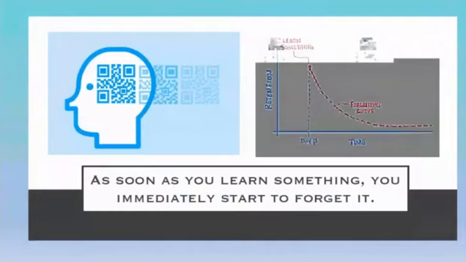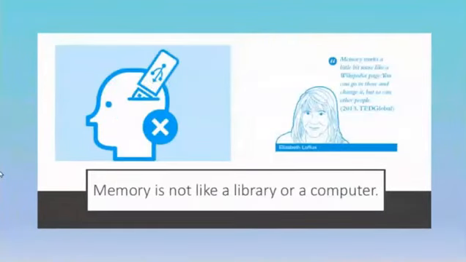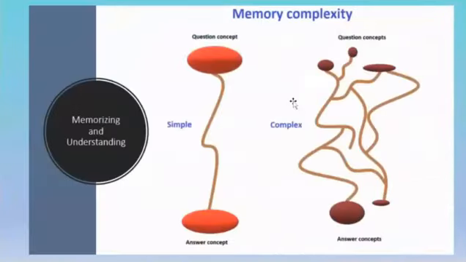So basically we are talking about cognition, what is going on in our minds. Looking at this picture, what do you conclude? You can see memory complexity here. There is one simple memory and one complex memory. Can anyone share what you can perceive from this picture?